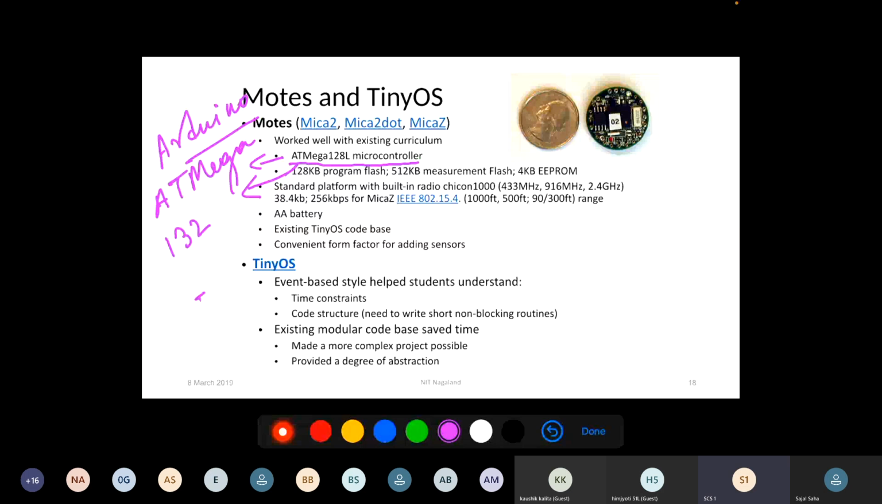Okay, so it has a 128 KB program flash and 512 KB of measurement flash and 4 KB EEPROM, electrically erasable programmable ROM. And it can run with two pencil batteries, AA size, and the existing TinyOS code base.